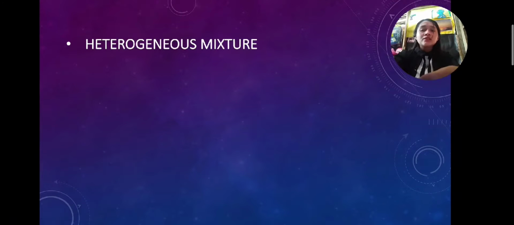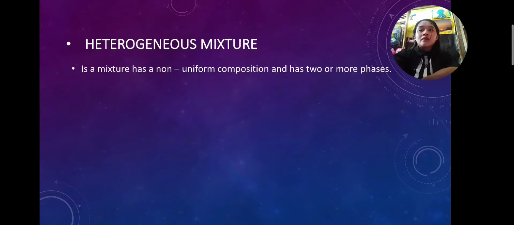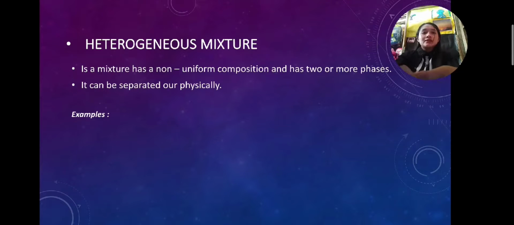So not like in heterogeneous mixtures, a mixture has non-uniform composition and has two or more phases. So it can be separated physically. In contrast to homogeneous, the heterogeneous mixture lacks uniform composition. So the sample won't be identical. So you can use a mechanical method to separate components of the heterogeneous mixture.